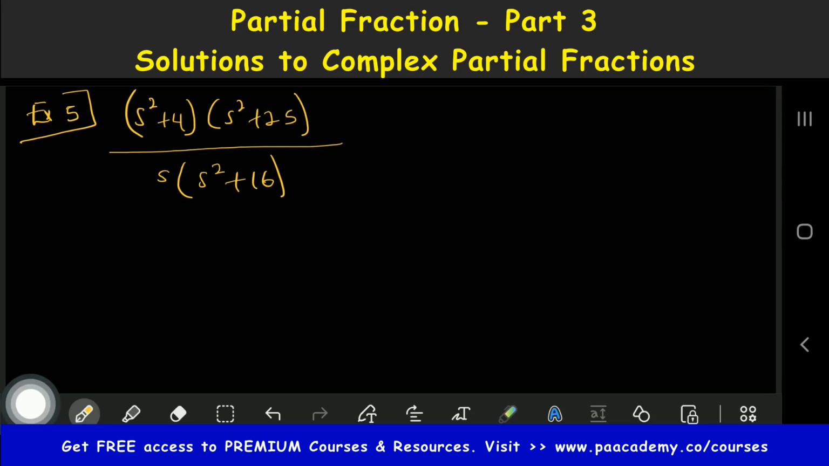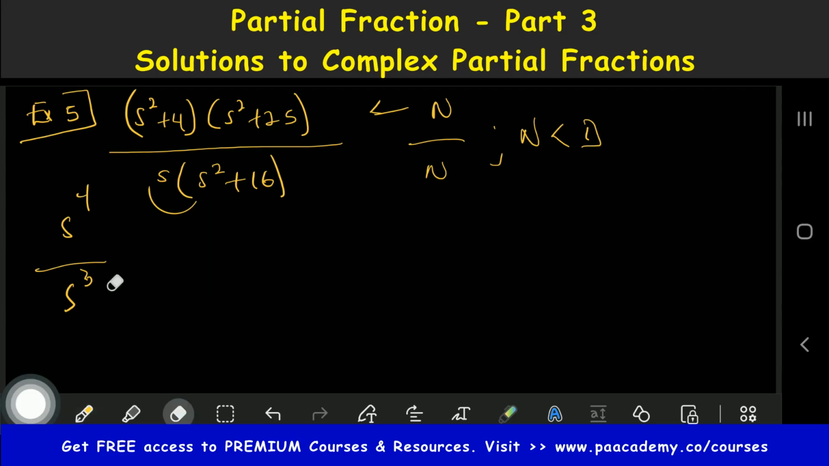But just take note that to use partial fraction, the power of the numerator must be less than that of the denominator. Now if you look at this example here, we have s squared multiplied by s squared, so that means we are going to have s raised to power 4. Then for the denominator, the highest power of s here is s raised to power 3, because by the time you use this to multiply this, you are going to get an s raised to power 3. So with this now, we can just go ahead and make use of partial fraction.